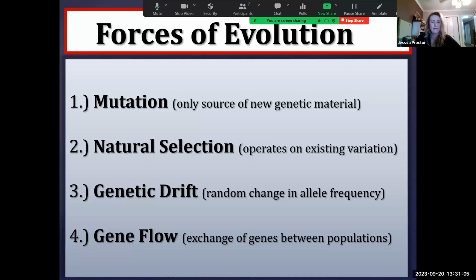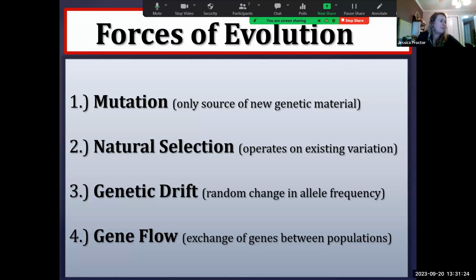Number 3 is genetic drift, which for now I'm just going to say is any random change in allele frequency. We're going to talk about the 2 types of genetic drift, the founder effect and the bottleneck effect, in more detail, but it'll make more sense once I have the images on the slides for you. And then the last one we'll talk about is gene flow.